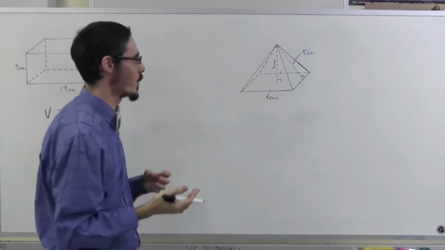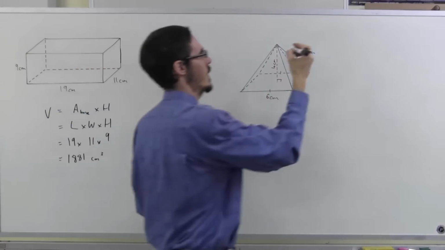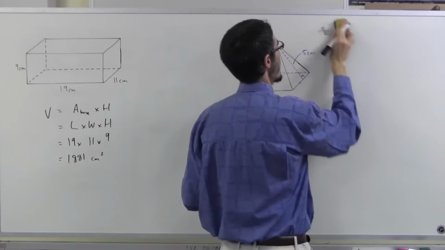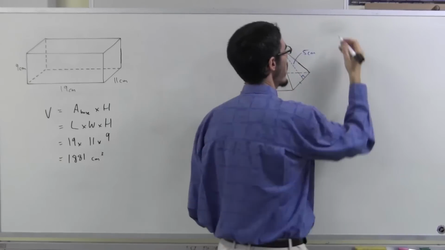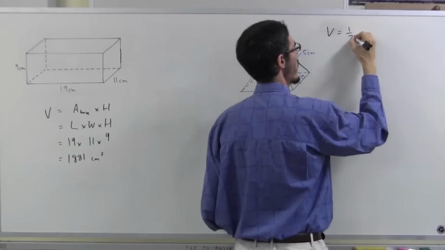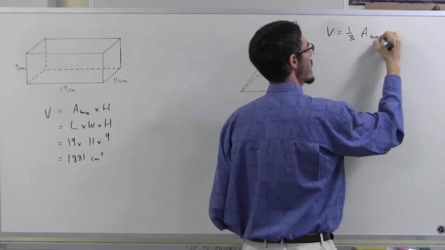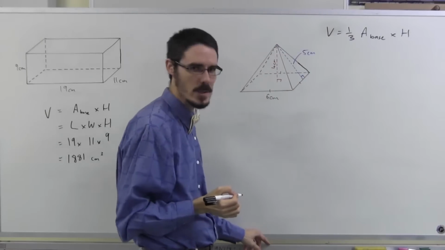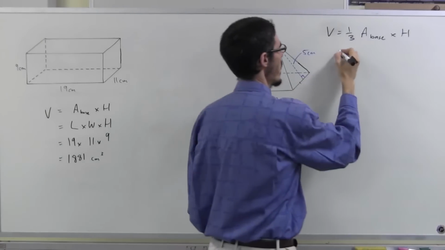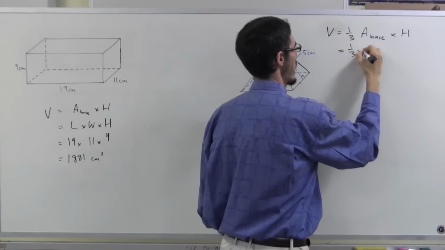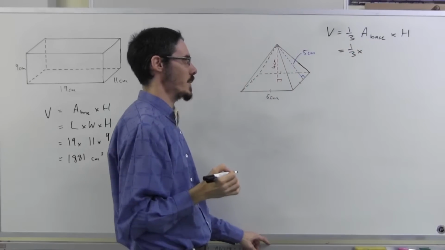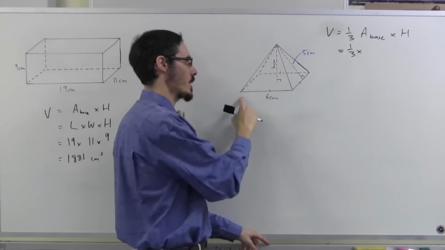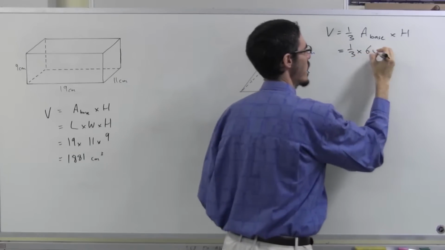Okay, what's the formula for the volume of a pyramid? The volume of a pyramid is 1/3 the area of the base times by the height. That's all there is to it. Okay, 1/3. Well, what shape is the base? The base is a square. So its area is 6 by 6.